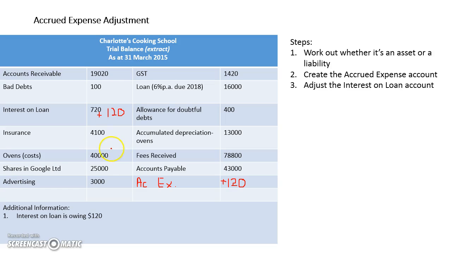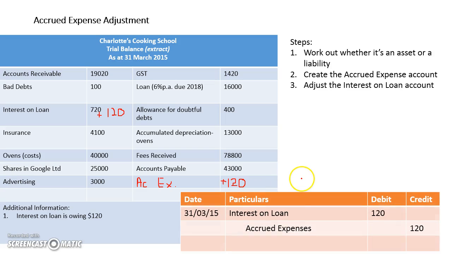Just remember that once you've worked out that it's an accrued expense, okay, an expense that is owing, then you need to decide whether it's an asset or a liability, and then the rest is pretty straightforward. Alrighty, so your general journal entry will look like this. Interest on loan is an expense that is increasing, it's a debit, and accrued expenses is a liability that is increasing, it is a credit.